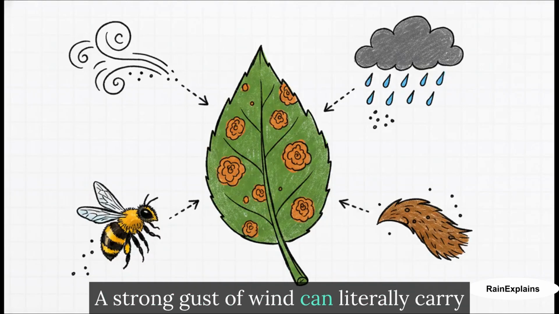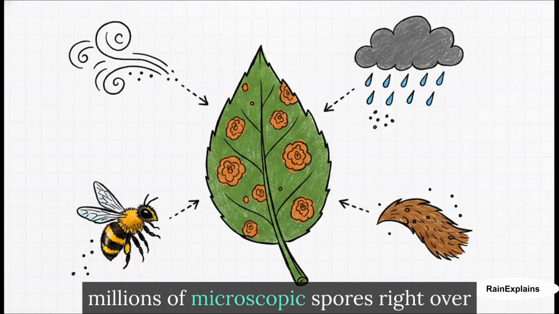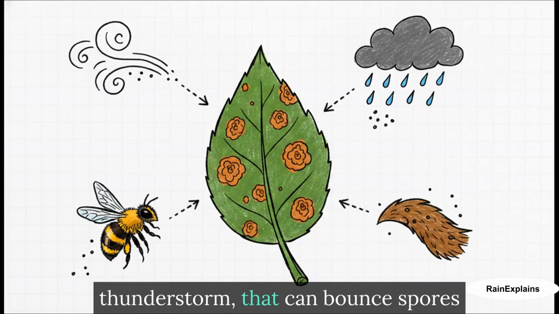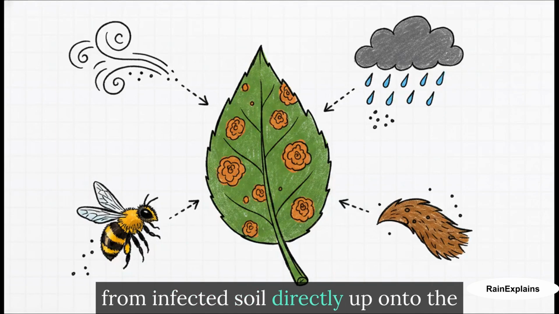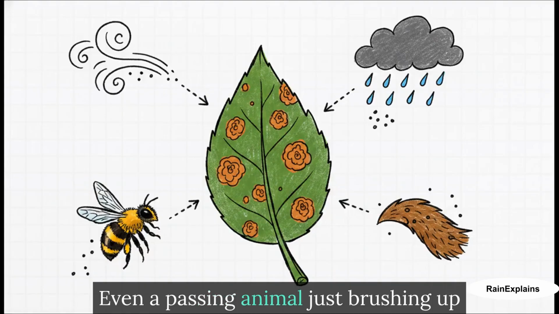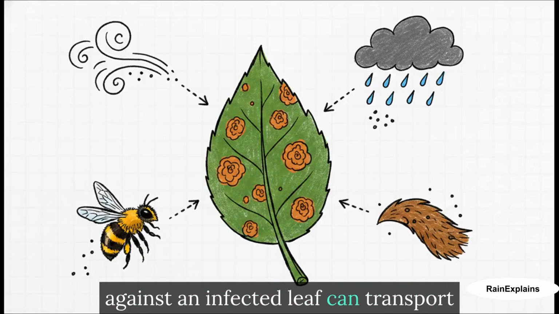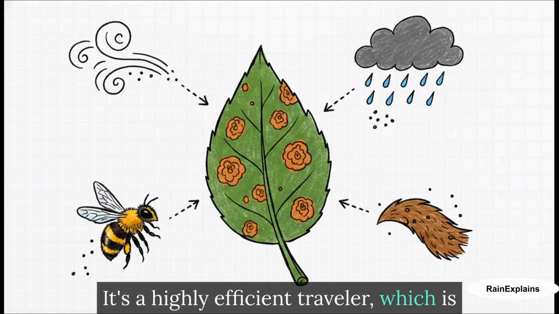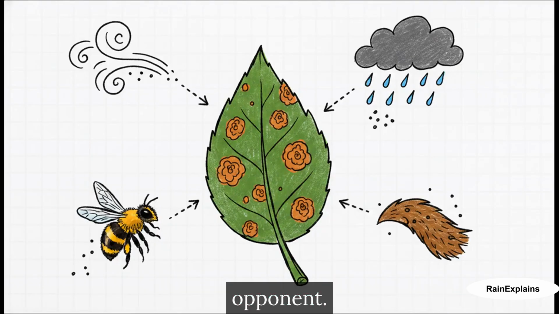A strong gust of wind can literally carry millions of microscopic spores right over the neighborhood fences. Splashing rain from a heavy thunderstorm, that can bounce spores from infected soil directly up onto the lower leaves of your perfectly healthy shrubs. Even a passing animal just brushing up against an infected leaf can transport the fungus to a brand new host. It's a highly efficient traveler, which is exactly why it's such a formidable opponent.